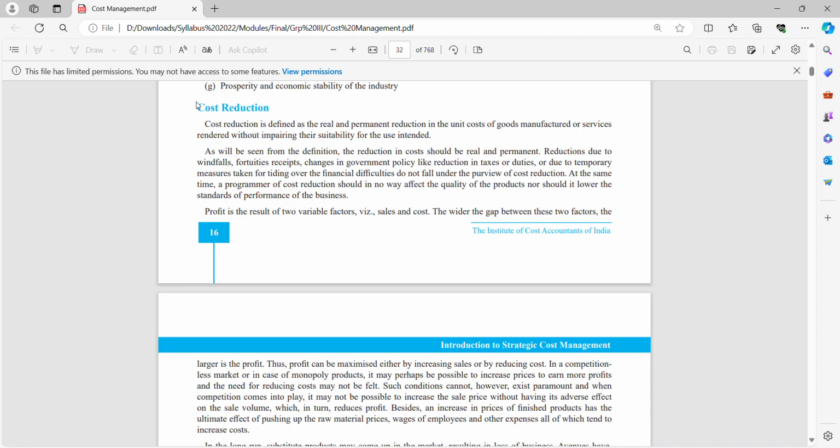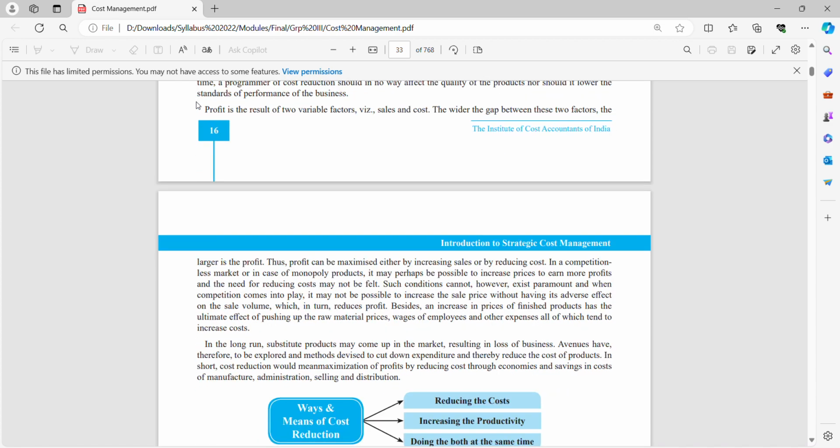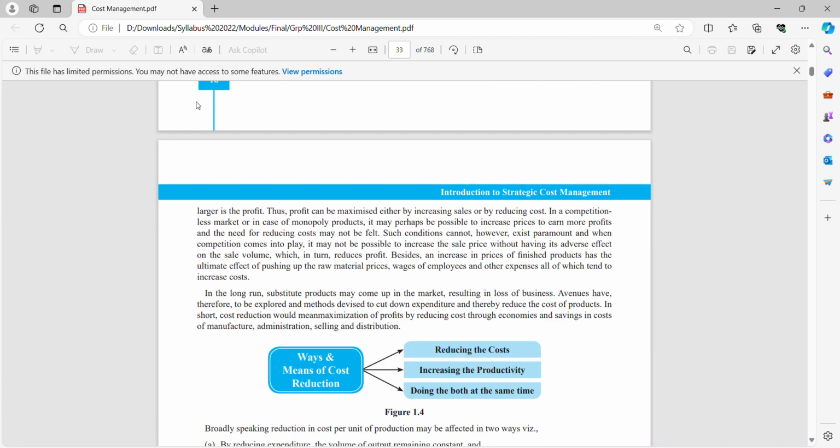Profit is the result of two variable factors, namely sales and cost. The wider the gap between these two factors, the larger is the profit. Thus, profit can be maximized either by increasing sales or by reducing cost. In a competition-less market, or in case of a monopoly product, it may perhaps be possible to increase price to earn more profits, and the need for reducing cost may not be felt.